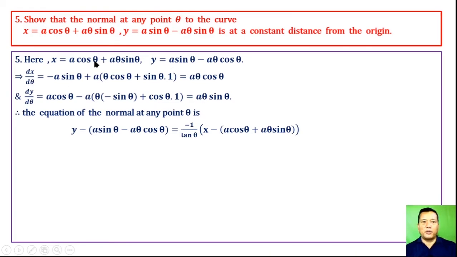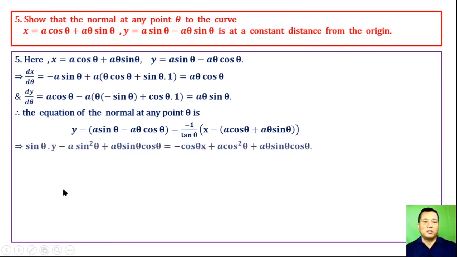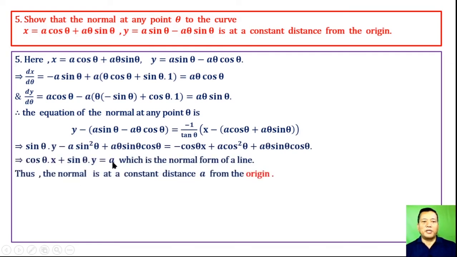X1 is this point. Converting tan theta into sine by cos, we get this. Transferring, this is equal to, which is the normal form of a line. Thus, the normal is at a constant distance a from the origin. Hence, proved.